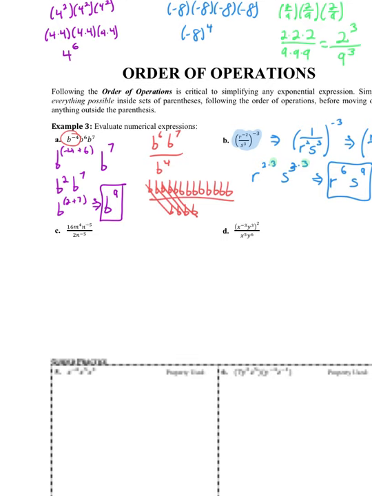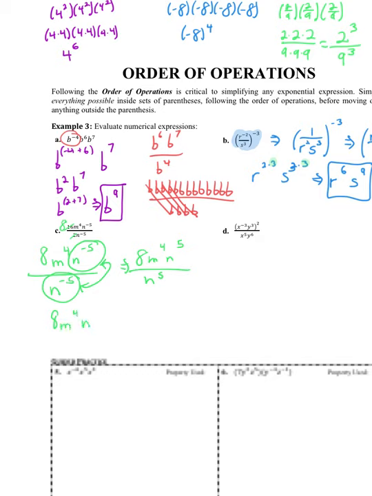Example C, we have 16 m to the 4th, n to the negative 5th, and 2 n to the negative 5th. The first thing I see here is 16 divided by 2. What's 16 divided by 2? 8. So I have 8m to the 4th, n to the negative 5th, over n to the negative 5th. Next thing I've got is I got these n to the negative 5ths that need to switch where they are. So I have 8m to the 4th, n to the positive 5th, over n to the positive 5th.